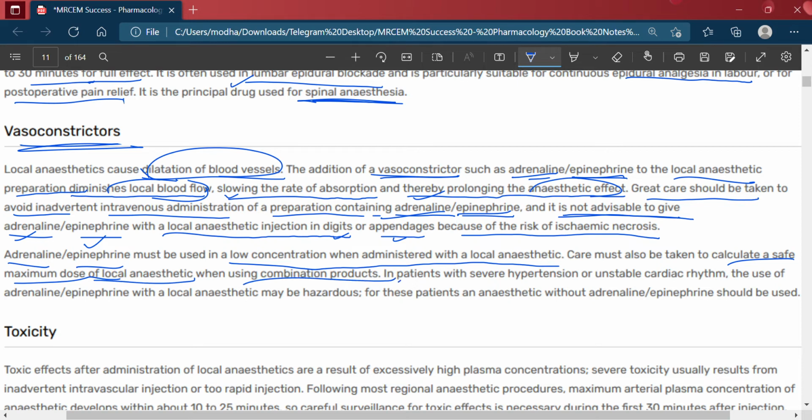Now, in patients with severe hypertension or unstable cardiac rhythm, the use of adrenaline or epinephrine with a local anesthetic may be hazardous. For these patients, anesthetic without adrenaline should be used. Okay, understood.